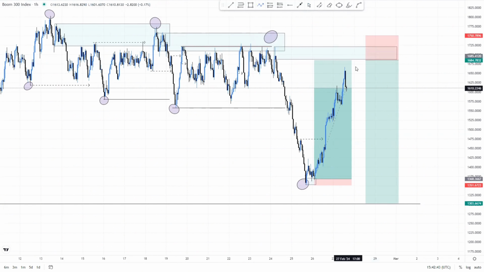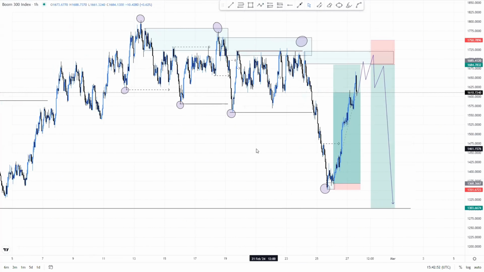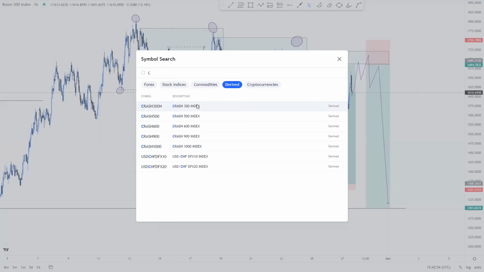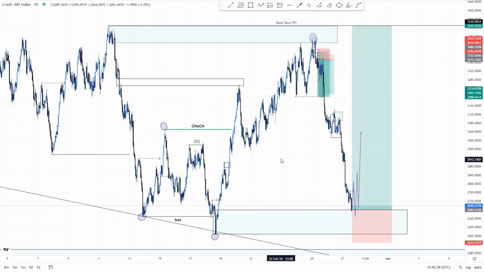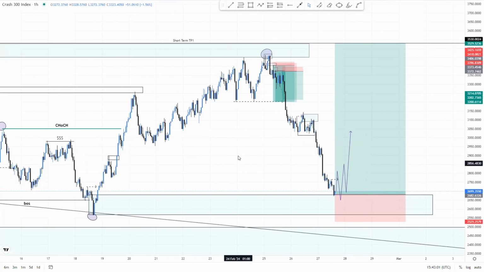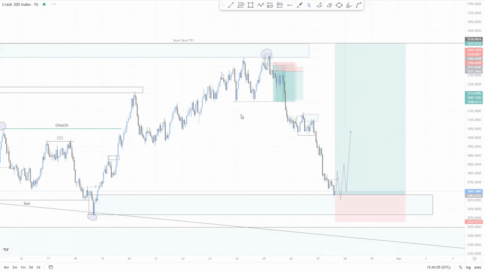Once they tap that region, you just go to a lower time frame, 15 minutes. Once you see that shift, you just jump into that sell all the way to the downside. So those are the three major A plus setups that I'm currently seeing right now. The Boom 300 sell, the Price 300 buy. These are mainly the A plus setups that I'm seeing, and the VIX 75 sell, which we are currently in.